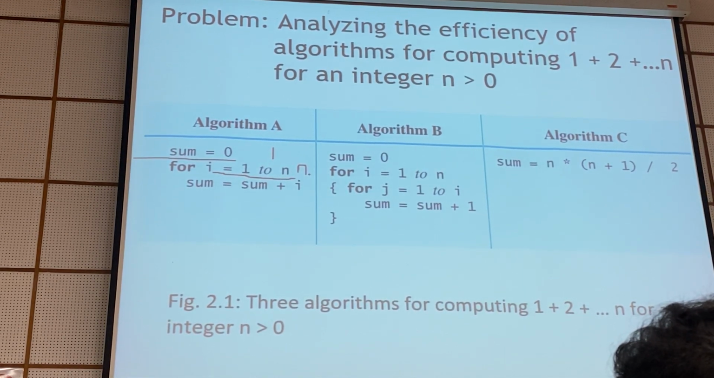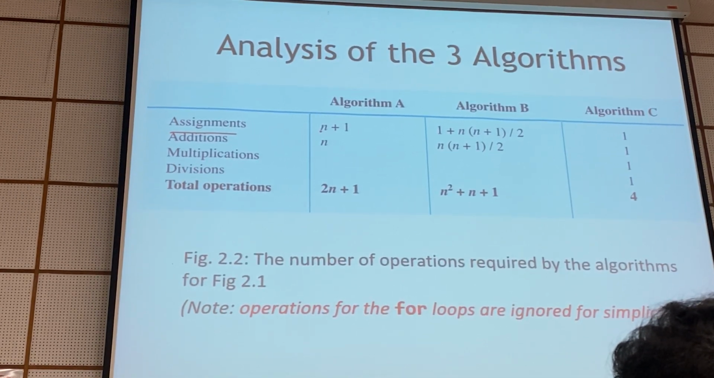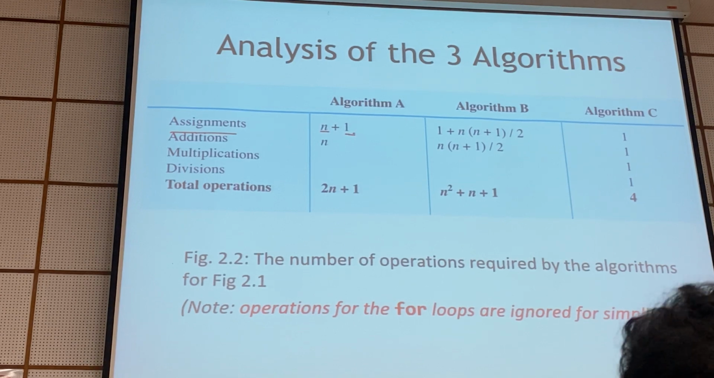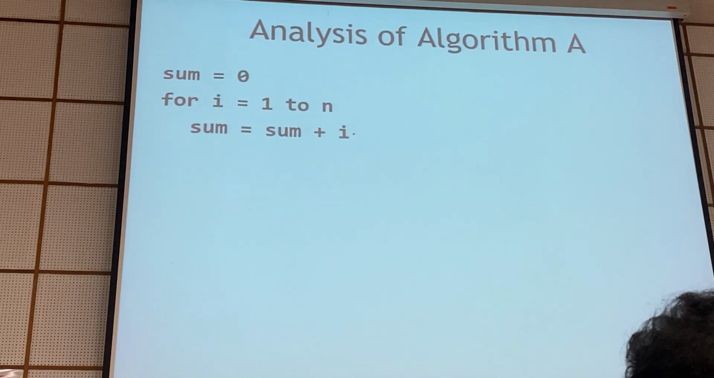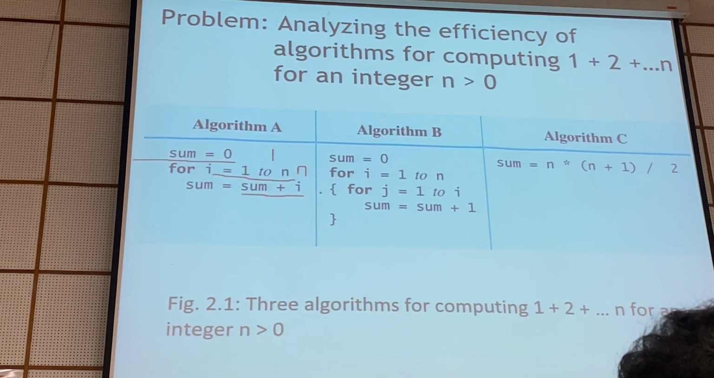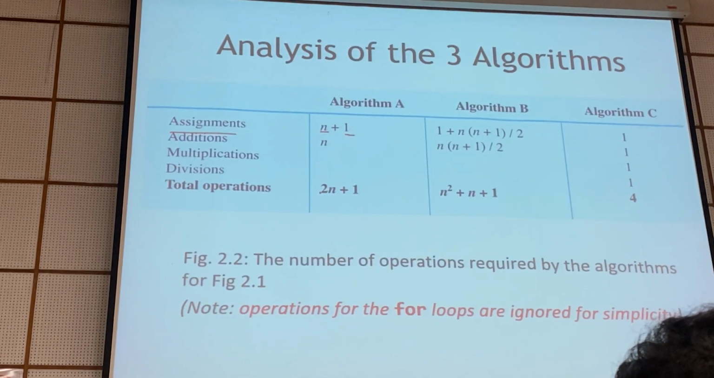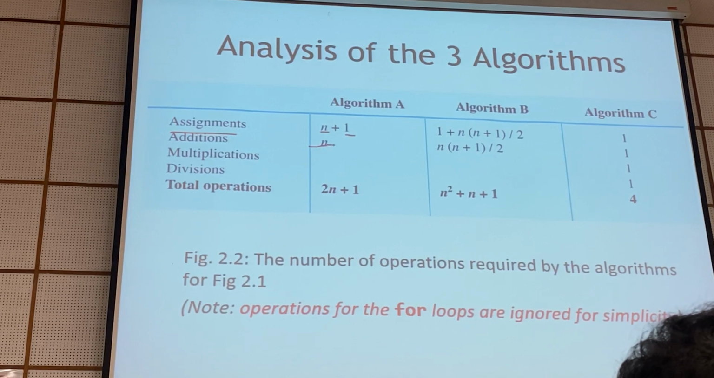Now here, assignment, I have n and 1. Correct? Okay. Now we see addition. How many times is this addition? We have sum plus I, all the time sum plus I. We have one addition. So this is how we count. So we got one addition.